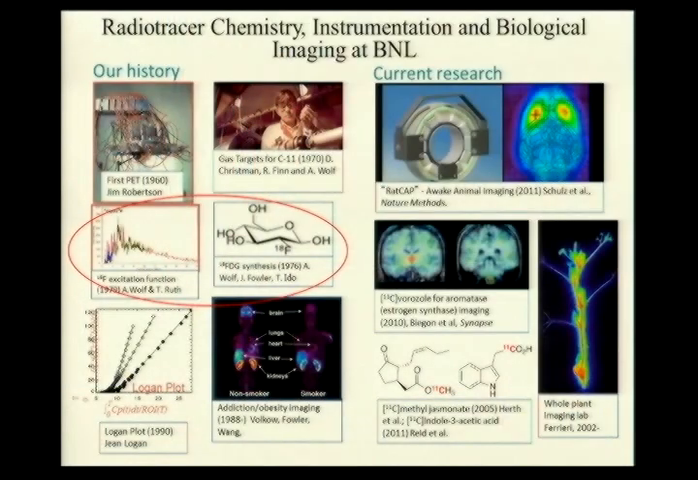So this is kind of my last slide. I think this is my last slide. This just kind of traces our work at Brookhaven here. One of the very first predecessors of the ring PET scanner was developed by a man named James Robertson, who was in the medical department at the time in 1960. We developed a lot of the gas targets, the targetry for gas, for making carbon-11. In the early 70s, I've talked about FDG.